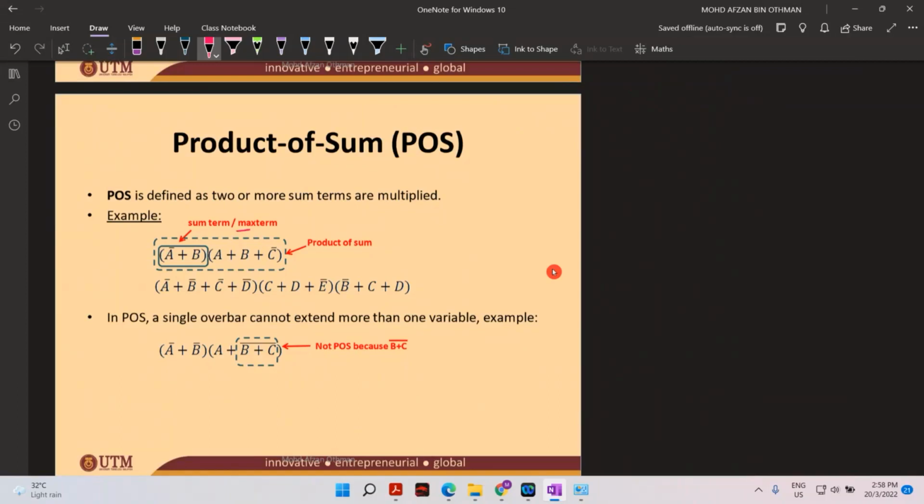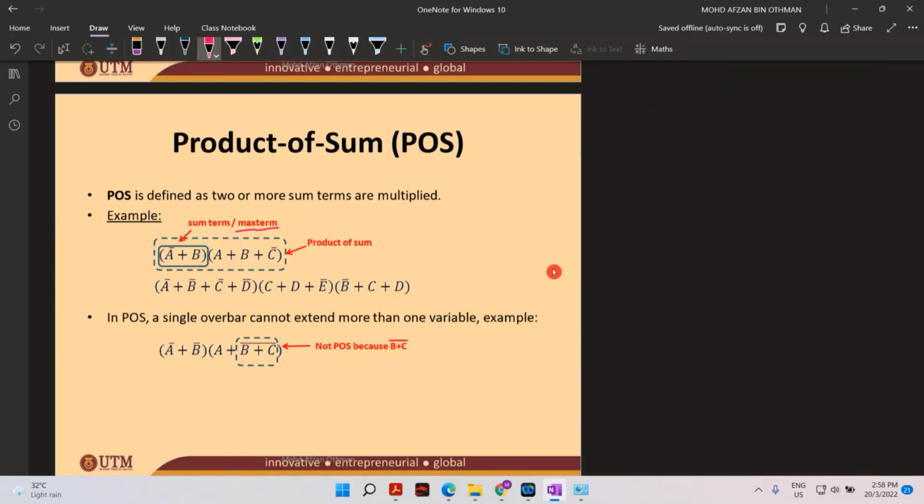Ataupun nama lain kita panggil mereka sebagai max term. Dot A + B + C̄. So this is another sum term. When you combine this one here by using the AND gates, by using the dot kat sini, what happens here? Kamu dah jadi product of sum, which is POS. Sama juga yang ni. So this is the first sum term, this is the second sum term.